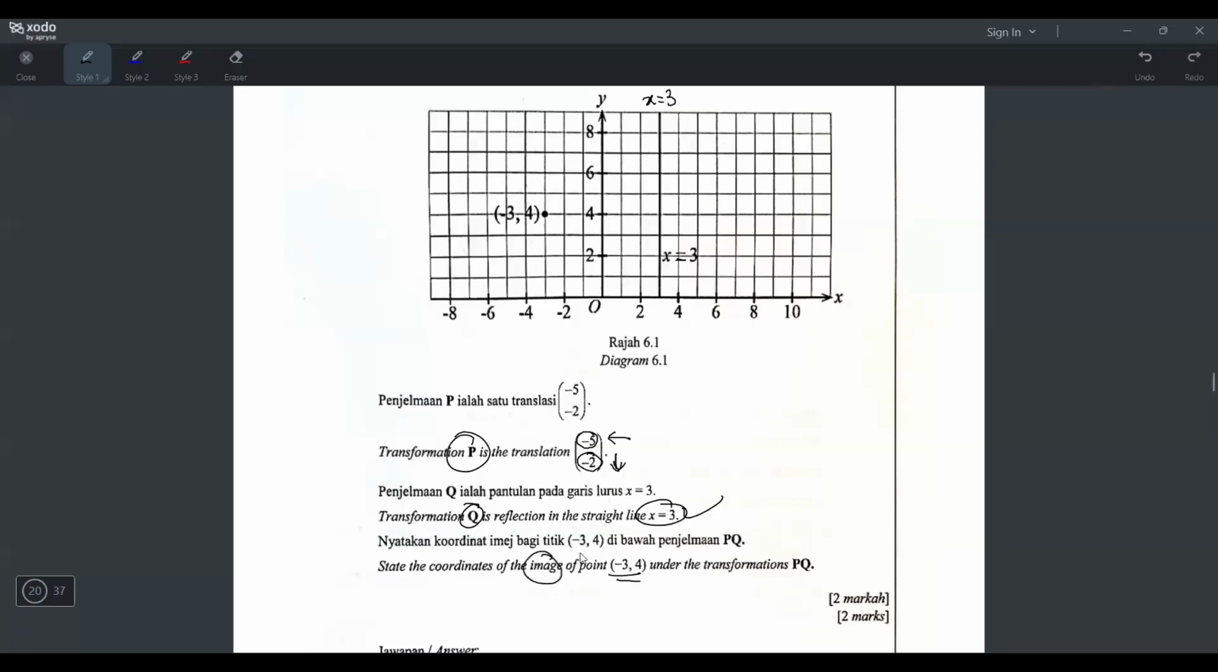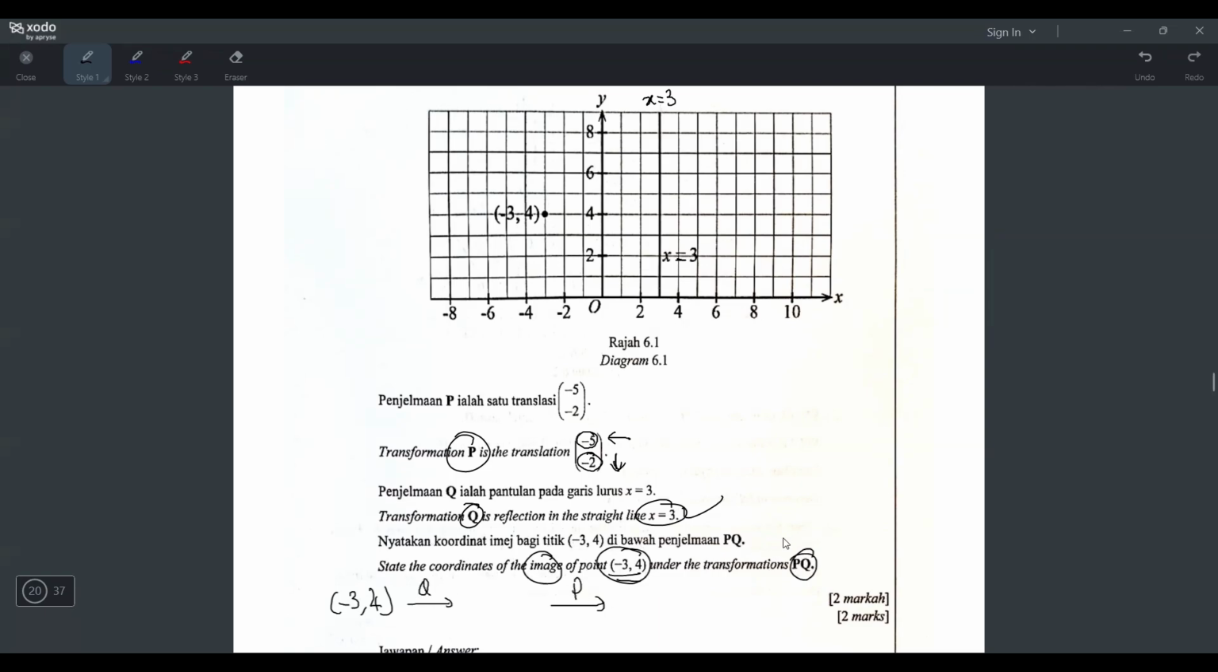So they want us to state the image. It means they will give us the object. So -3, 4 is the object. That's why they say state the image of -3, 4. And we have to put 2 arrows. Why 2 arrows? Because there are 2 transformations. But you have to do the Q first.